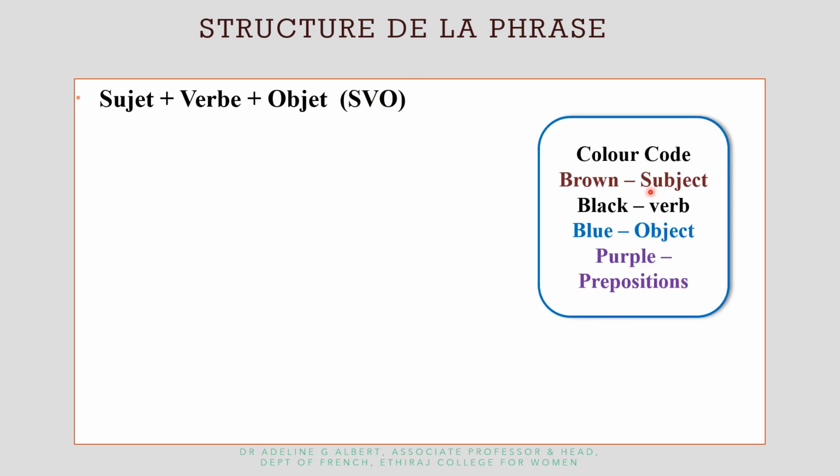So I've color coded this so it will be easy for you to memorize, because I know some of you are color oriented. So if the word is brown, it's a subject. If it's black, it's your verb. Verbs are actions. If it's blue, that's your object. It's a noun, which is an object. And then if anything is purple, it's a preposition. Now this is for this slide only because I got lazy. I didn't do it in the other slides.